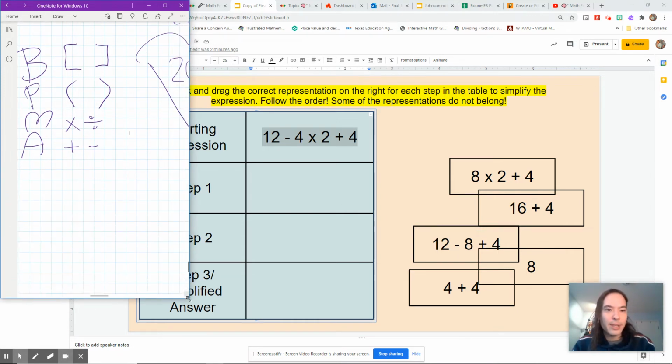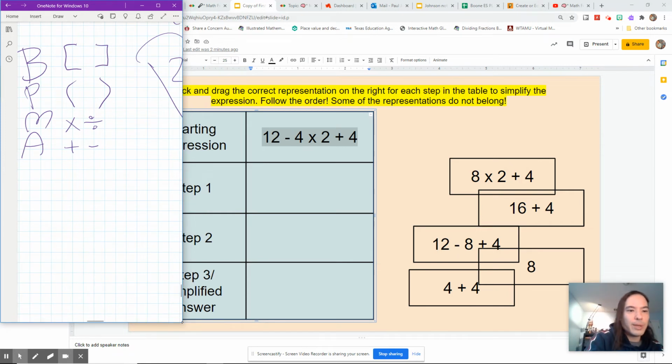I know that it's in the middle of the problem, which is kind of weird, but since we're using the order of operations, we have to do all of our multiplication and division before we can move on to addition and subtraction. So let's do 4 times 2 first. Now we have 12 minus 8 plus 4.